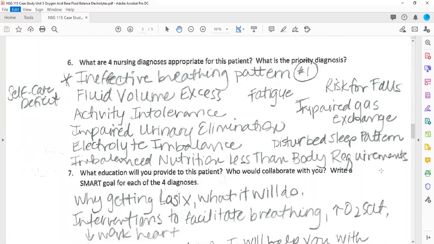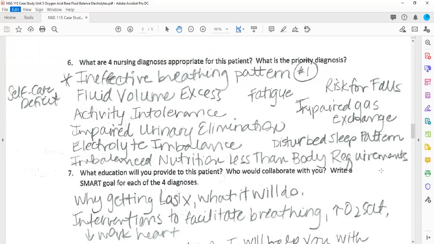Just looking back at these, again, our goals are going to be, what are we going to be looking for to show that this patient no longer has a problem? So ineffective breathing pattern, our goal would be that the patient's respiratory rate was 12 to 20. There's no use of accessory muscles. The patient denies shortness of breath. His O2 sat was greater than 92%, okay?